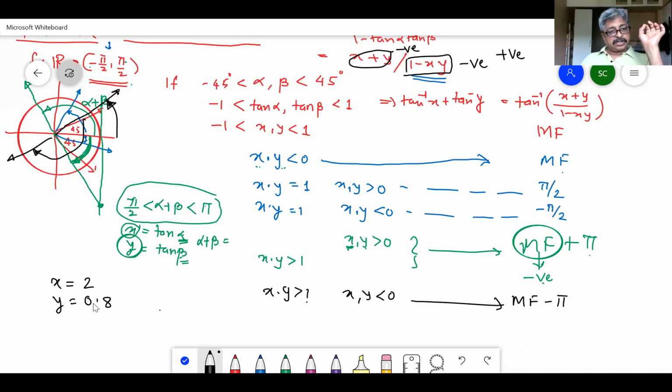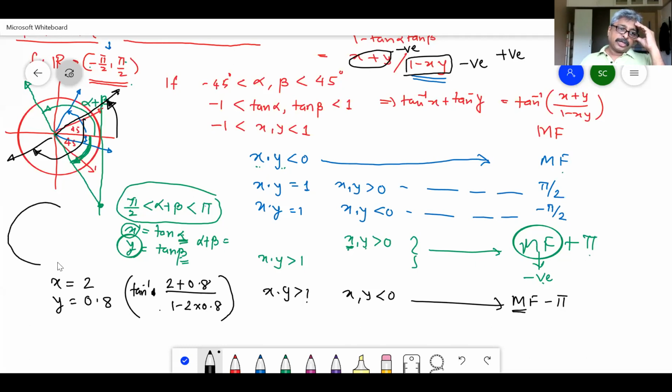Now this is the only information that we have. Tan inverse 2 plus tan inverse 0.8. You are supposed to report what is the answer for this. So first thing that you will do is 2 plus 0.8 upon 1 minus 2 into 0.8. This is the quantity important to you, and then you will take tan inverse of this. That is what is going to be your answer as far as main function is concerned. Now you will have to check for the correction. The correction is x is 2.